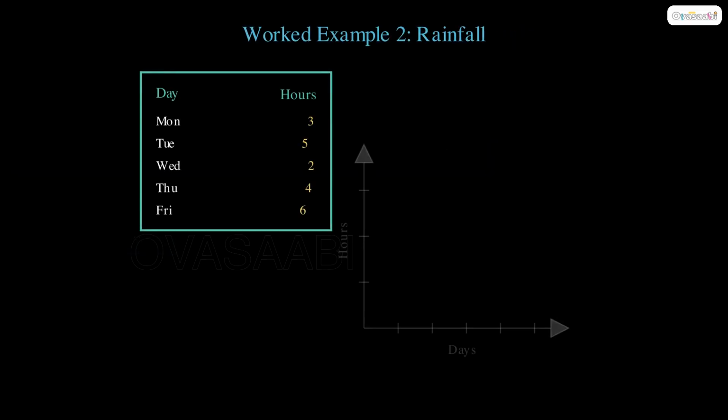Worked example 2. We recorded rainy hours from Monday to Friday. Let's draw a bar chart. First, label the axes. Days on the x-axis, hours on the y-axis.